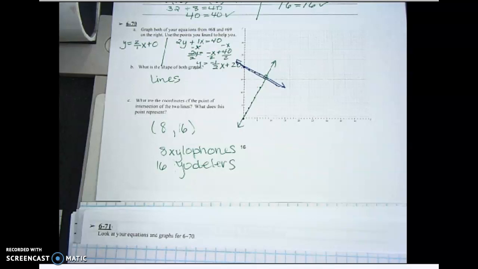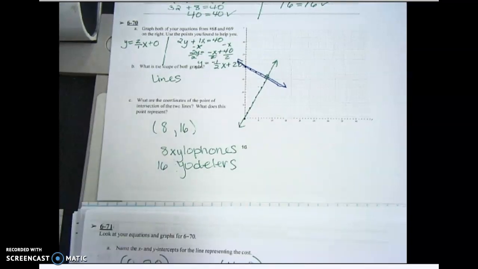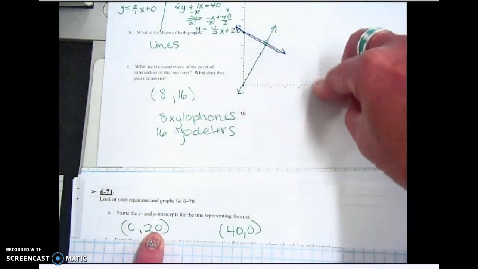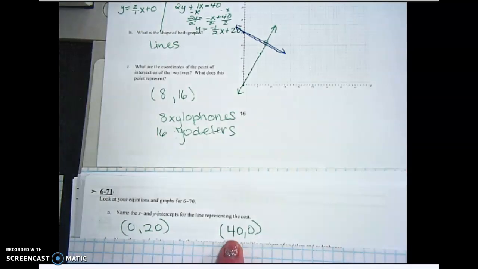Question number 71 says, look at your equation for the graphs for question 70. Part A, name the x and y intercepts for the line representing the cost. So there's a y-intercept at 20, so at 0, 20. And if we kept going down over here, this is the one that Dustin got, which was 40, 0.